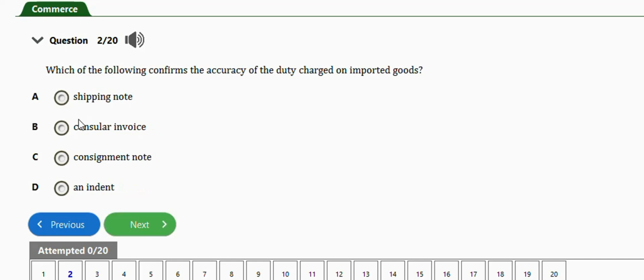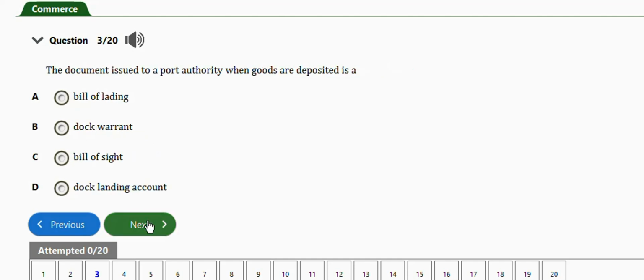Next question, it says, which of the following confirms the accuracy of the duty charge on imported goods? The right answer to this question is option B, consular invoice. Next question, it says, document issued to a port authority when goods are deposited is. The right answer to this question is option B, which is dock warrant.